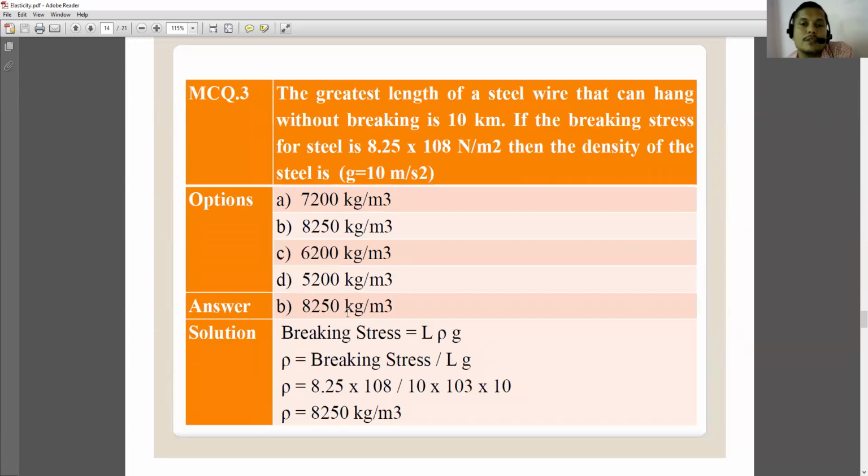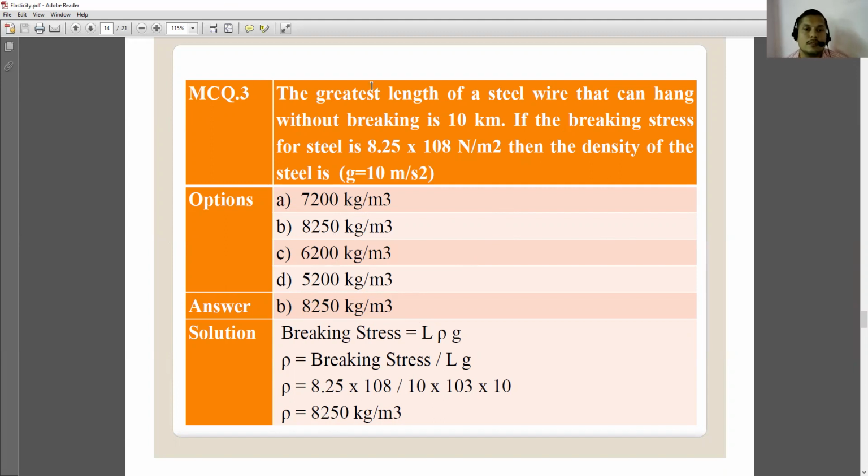Then next, the greatest length of a steel wire that can hang without breaking is 10 kilometer if the breaking stress for steel is 8.25 into 10 raised to 8 Newton per meter square. Correction: it is 10 raised to 8 here. Then we have to calculate the density rho. G is purposefully given as 10 meter per second square for calculation purposes. Different options are there, and we have to determine this.